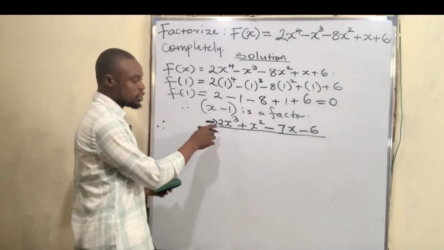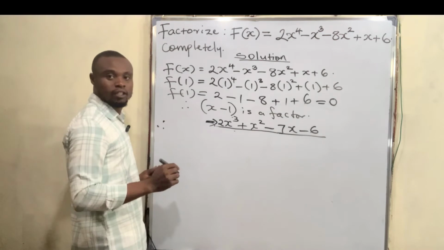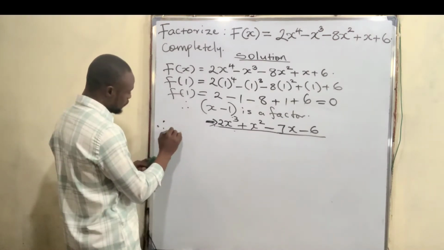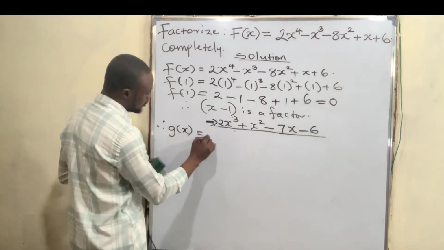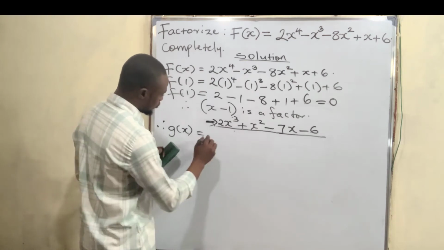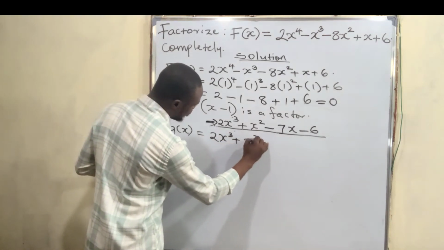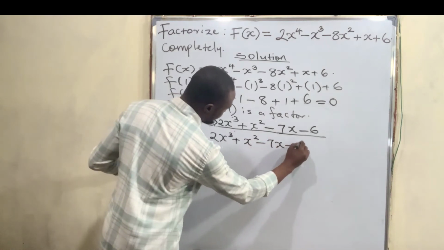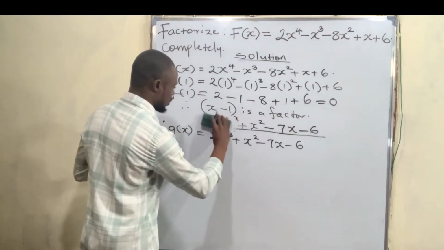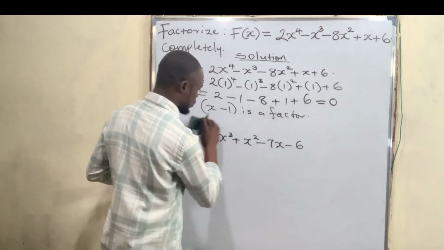So I am going to call this particular polynomial g of x. So therefore, g of x is equal to 2x to the power of 3 plus x squared minus 7x minus 6. So I'll clean this one at the top.